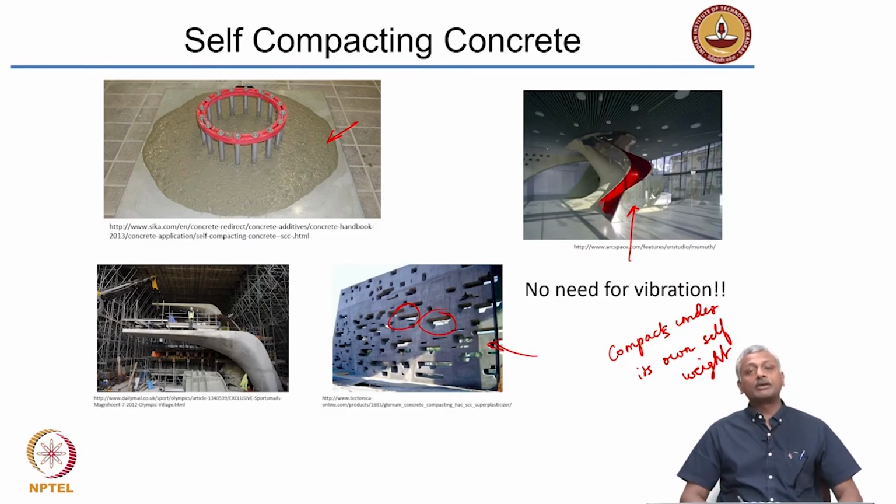A self-compacting concrete compacts under its own self weight. It does not need additional vibration for compaction. So, this use of self-compacting concrete can bring down the number of vibration related injuries on a job site. So, it is highly preferred now in many construction sites to use self-compacting concrete.